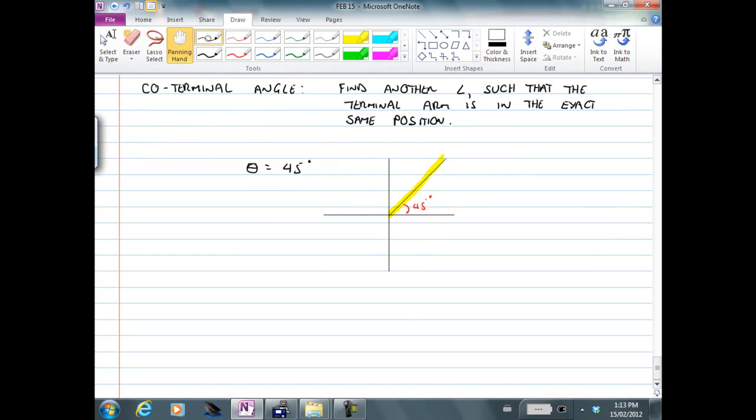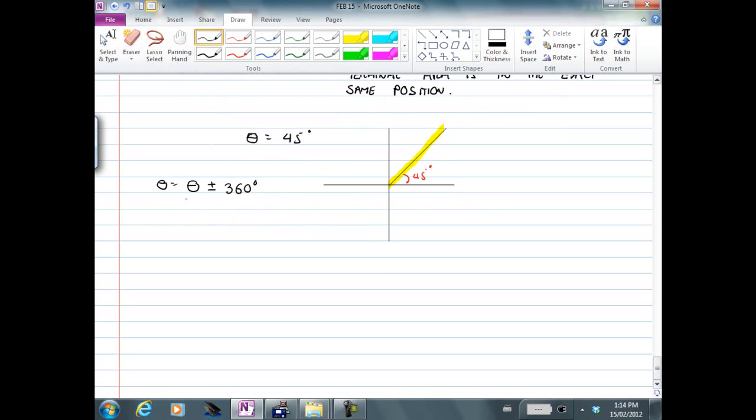And in order to do this, would you agree that if I move my arm all the way around in one full circle, I end up exactly the way it is? Yep. So this is why it's called terminal. So terminal arm really is theta, your coterminal, plus or minus 360 degrees. That's what it really means. Because if I move it clockwise 360, or counterclockwise, I end up in exactly the same position.